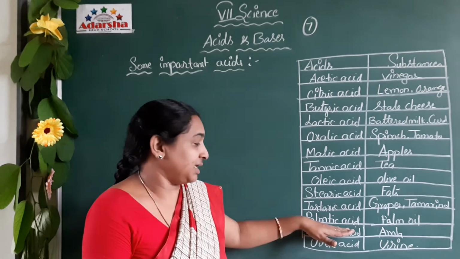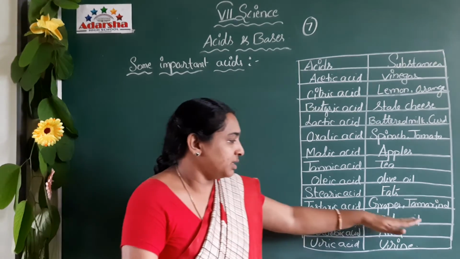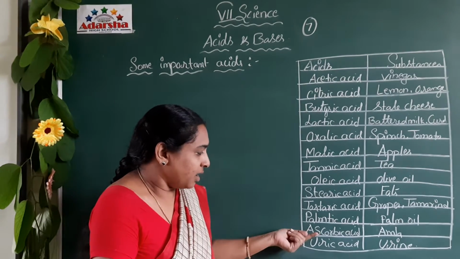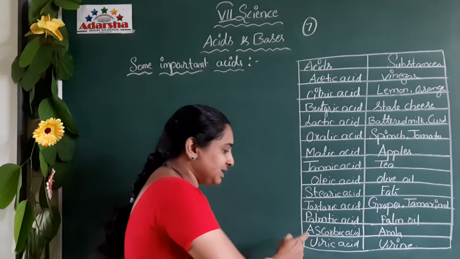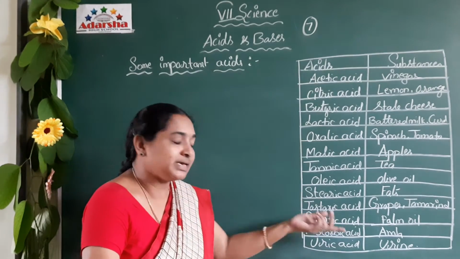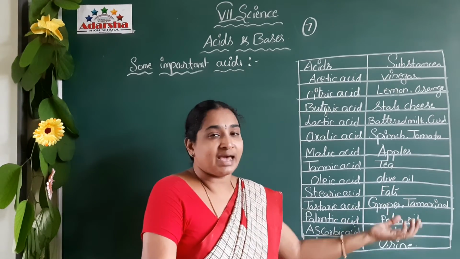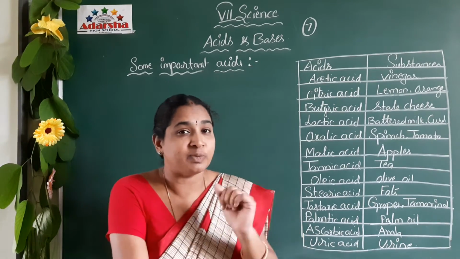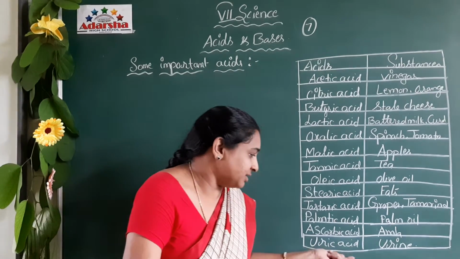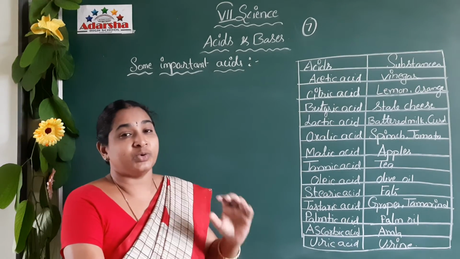Palmitic acid. PALMITIC. Palmitic acid. In palm oil we find this palmitic acid. And ascorbic acid. ASCORBIC, ascorbic acid. Mainly we will find this ascorbic acid in amla, that means gooseberries. And uric acid. We will find this uric acid in urine. The urine contains uric acid.